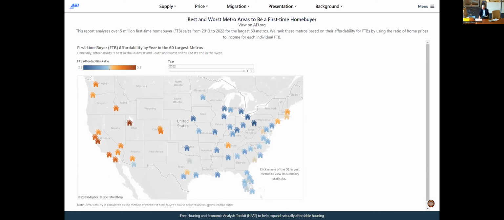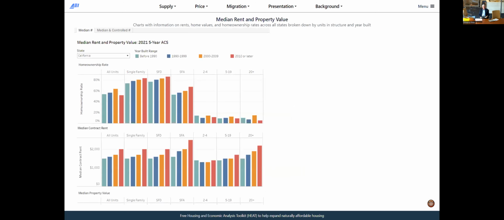Moving on to the next tool, which is information out of what's called the American Community Survey, the 5-year survey. And we look at, this is for California, this is state by state, and it shows us what homeownership rates are by different types of property, which gets to another issue. If you want to promote homeownership, you can't do that easily building large structures.